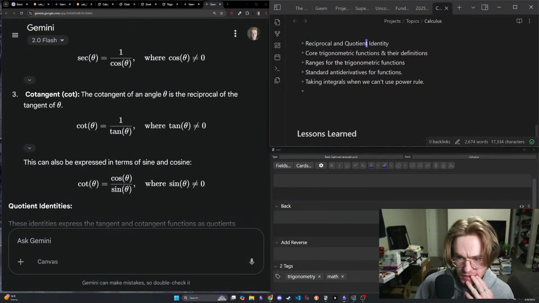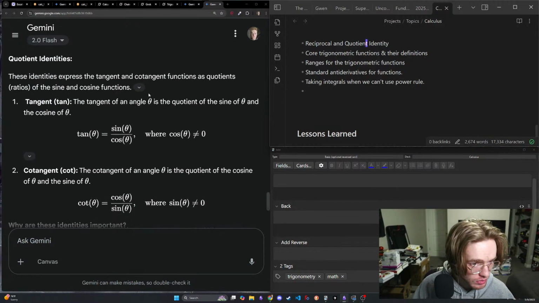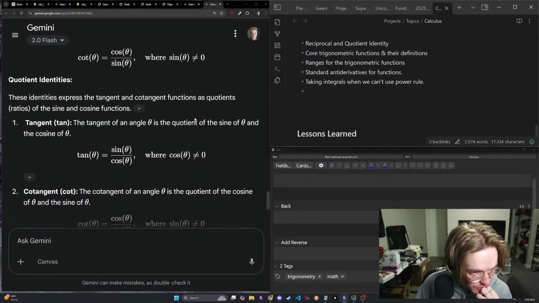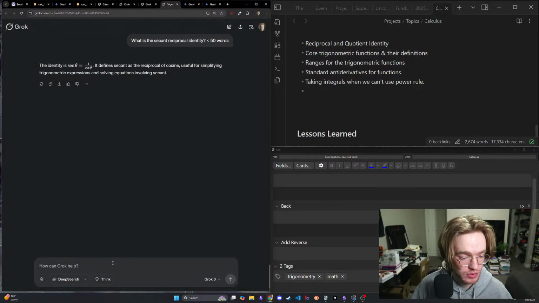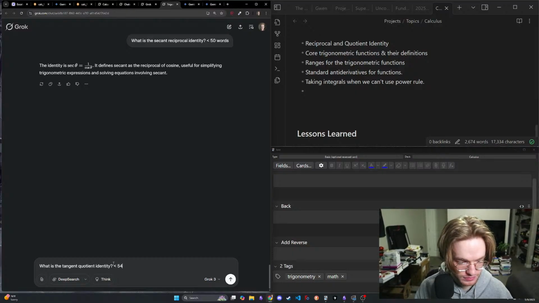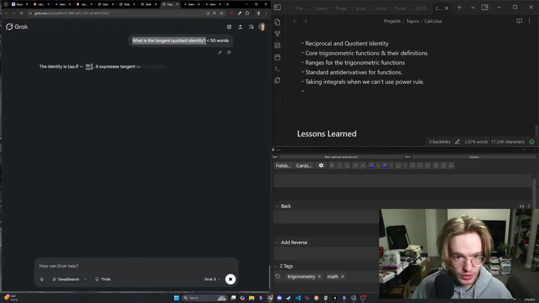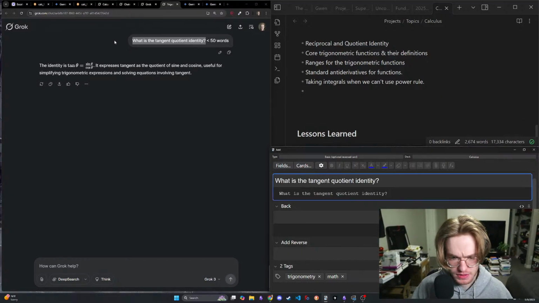So after the reciprocal, the quotient identities: what is the tangent quotient identity? These express the tangent and cotangent functions as quotients or ratios of the sine and cosine functions. Okay, that's great. Perfect. So what is the tangent quotient identity? Okay. Perfect.